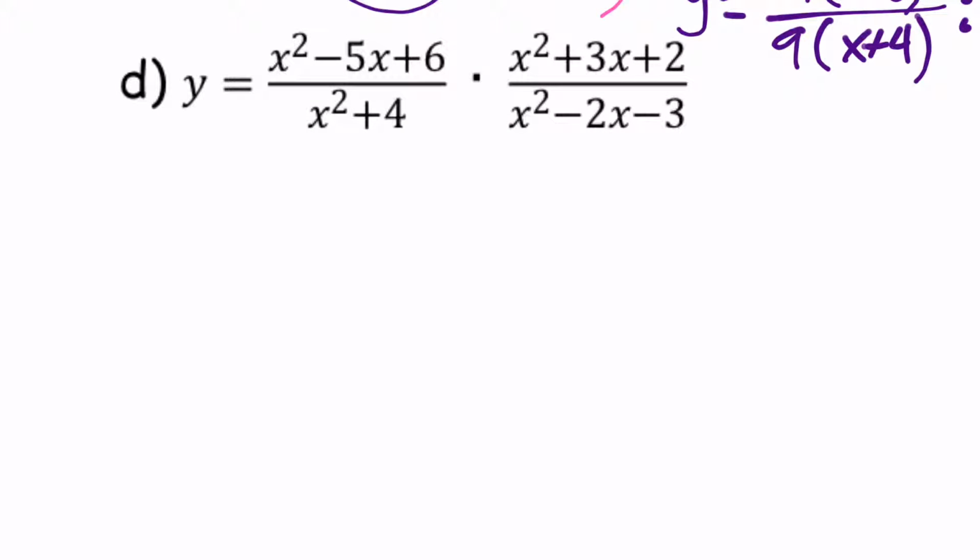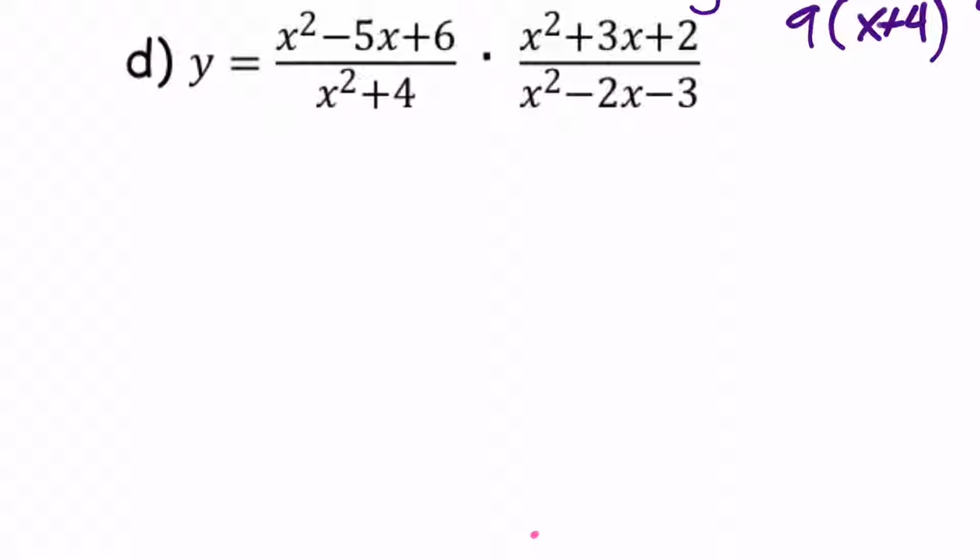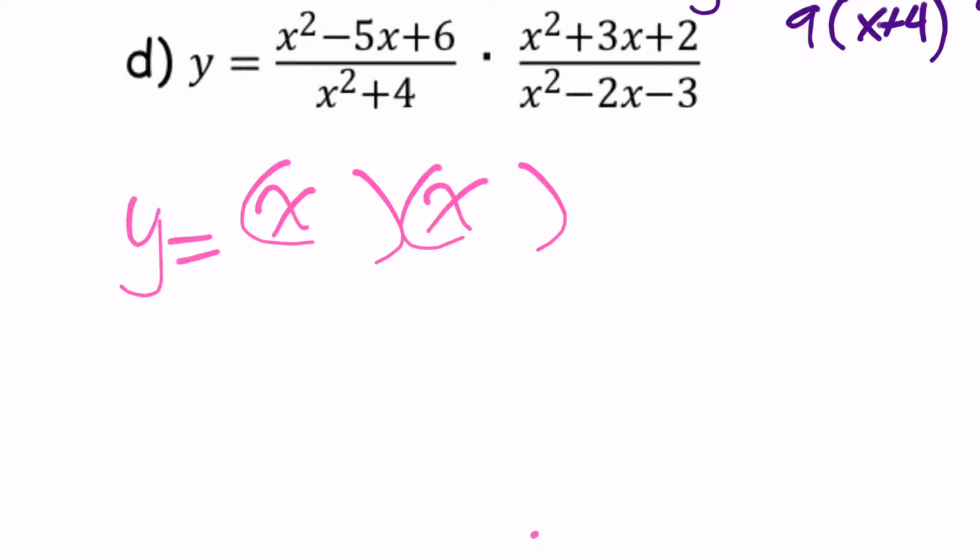Alright, last problem for this set of problems. Let's factor things. x squared minus 5x plus 6. Well, that, my dear friend, will factor like a quadratic. We need numbers that multiply to 6 and add to negative 5, so (x minus 3)(x minus 2), because negative 3 times negative 2 is positive 6, and negative 3 minus 2 is negative 5.